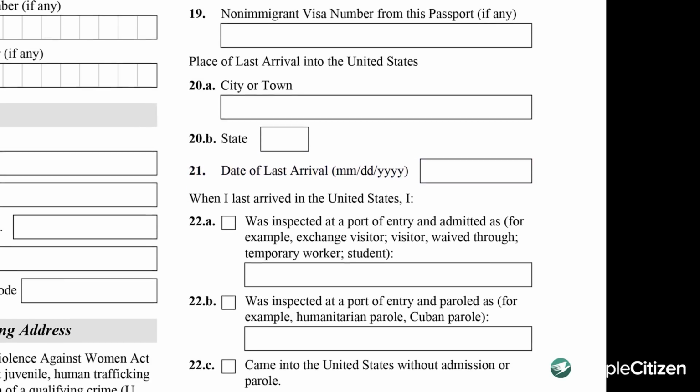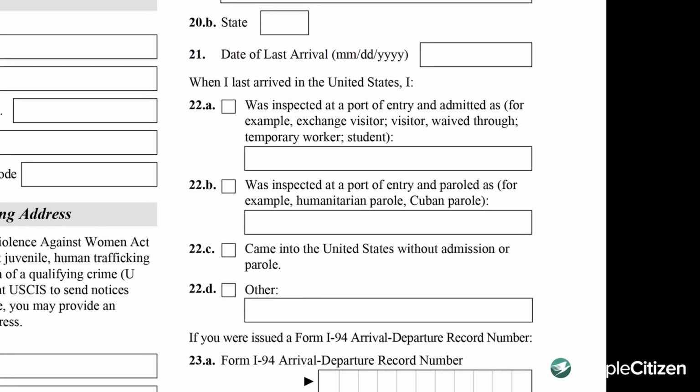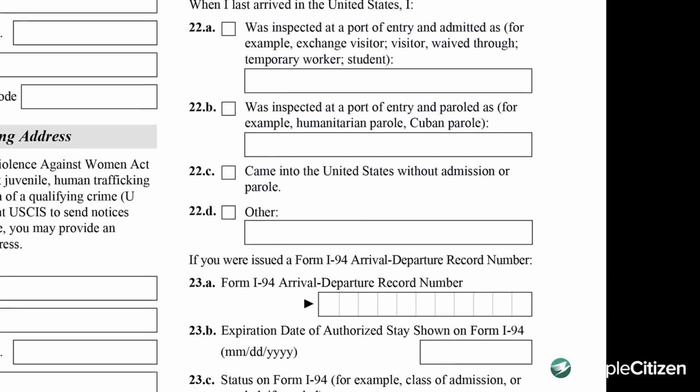Questions 22A through 22D. Here you will check if you were inspected by a U.S. immigration officer. Being inspected basically just means that the officer looked at your passport and stamped it when you arrived. If you don't remember any of this information, you can access most of it on your most recent I-94, which you can find on the Department of Homeland Security's website.